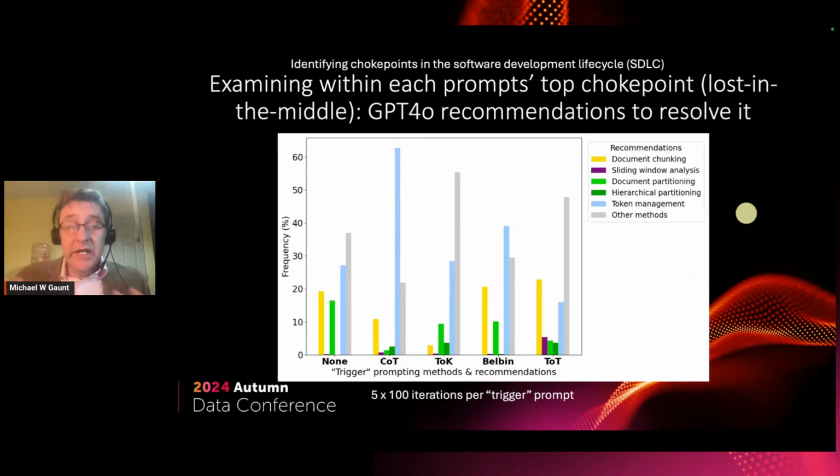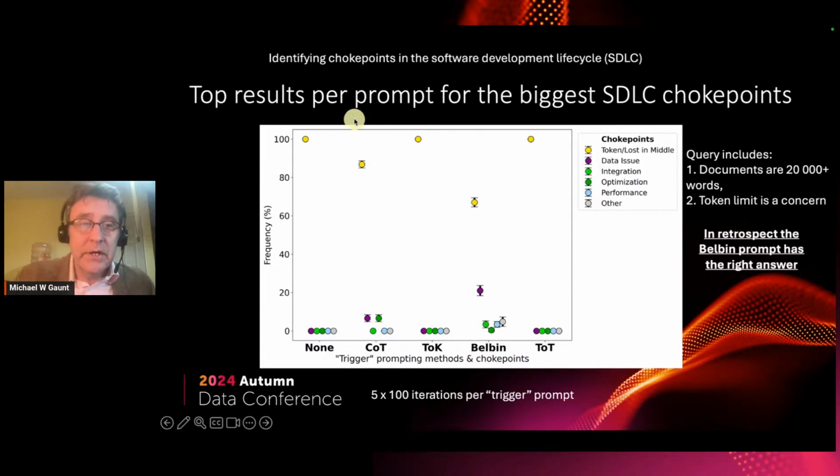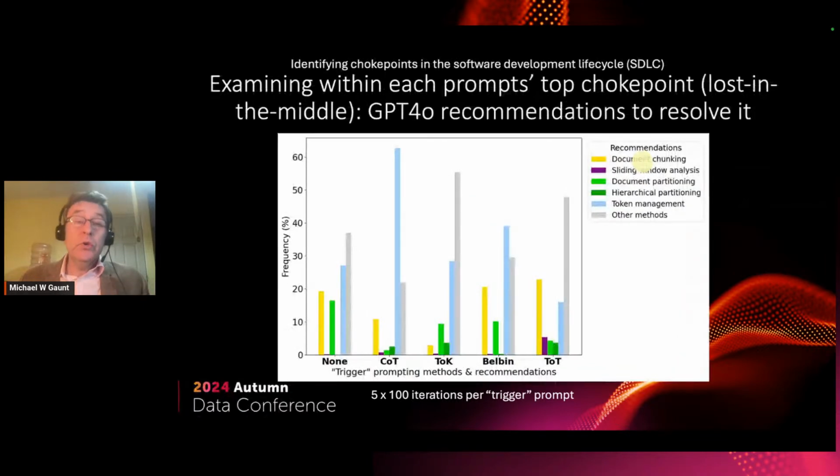Now let's just take the key example. What we're looking for is all of the outputs. You've identified the choke point for this section, token and lost in the middle stuff. I want to know what you're recommending that I do to solve it. And if we look over 500 iterations, the responses are varied about what it thinks you should do. Over here: no trigger prompt, chain of thought, tree of thought, Belbin, and tree of knowledge.